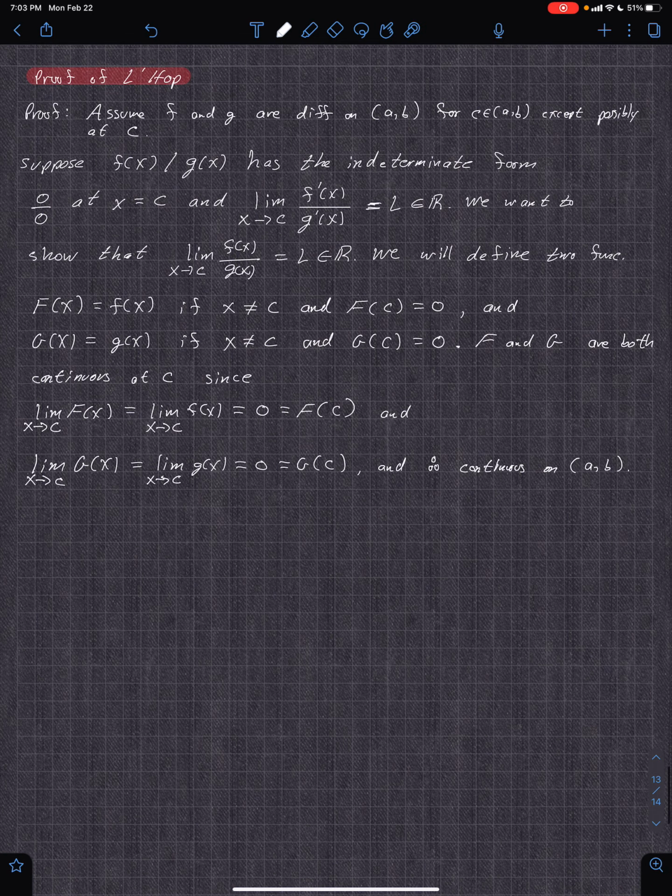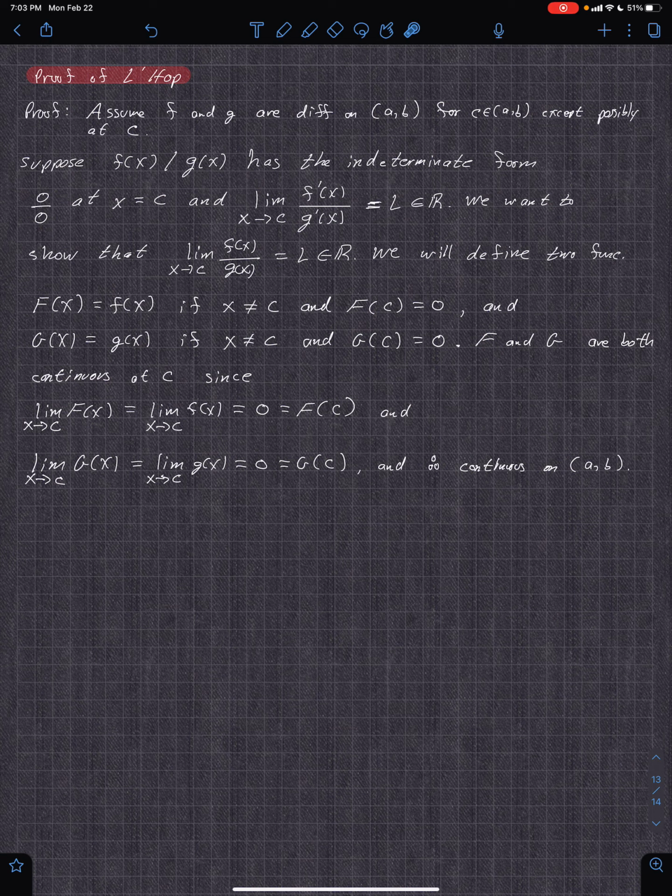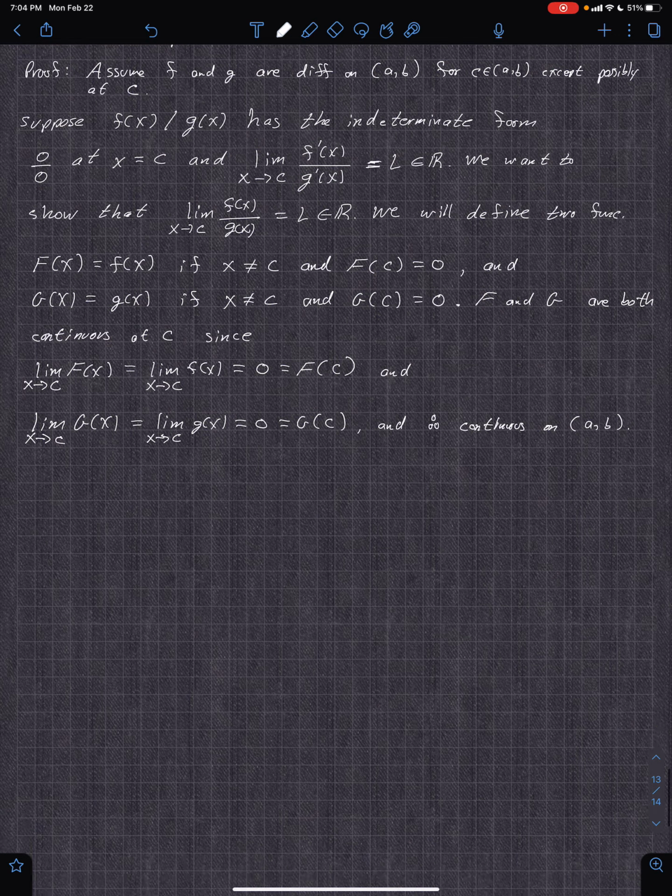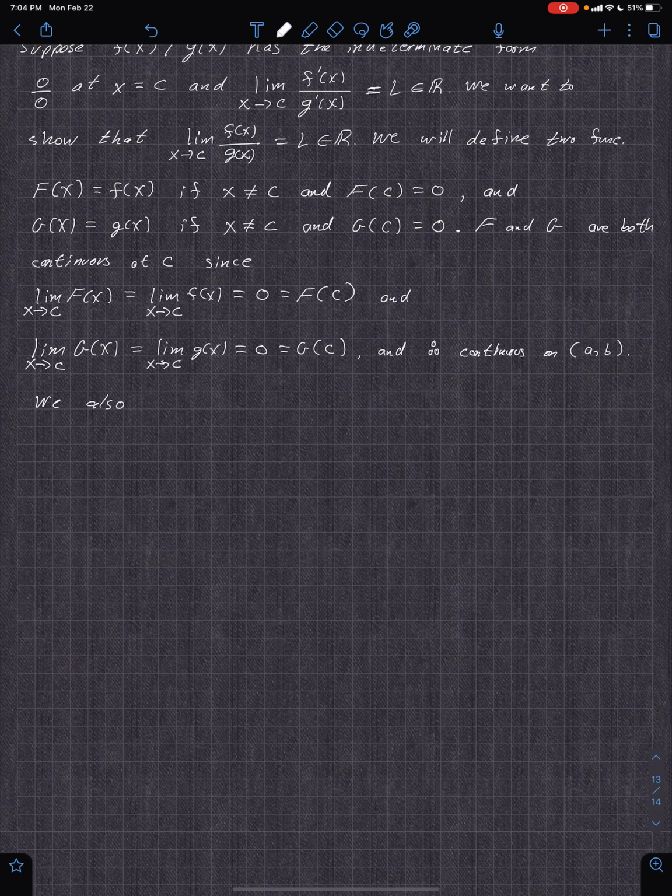So the hypothesis is that f and g are differentiable except possibly at c, but our capital F and capital G are continuous everywhere on (a, b). Okay, that's what that does. Okay, now we also have, I'll write that down, that for x not equal to c, f prime of x is equal to capital F prime of x is equal to little f prime of x, just because of the way they're defined, and capital G prime of x is equal to little g prime of x.